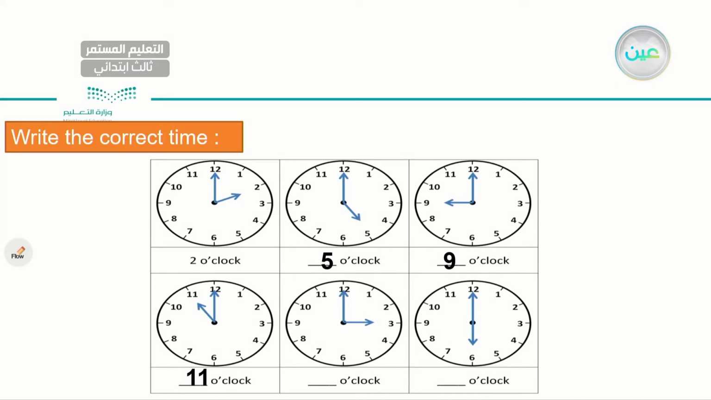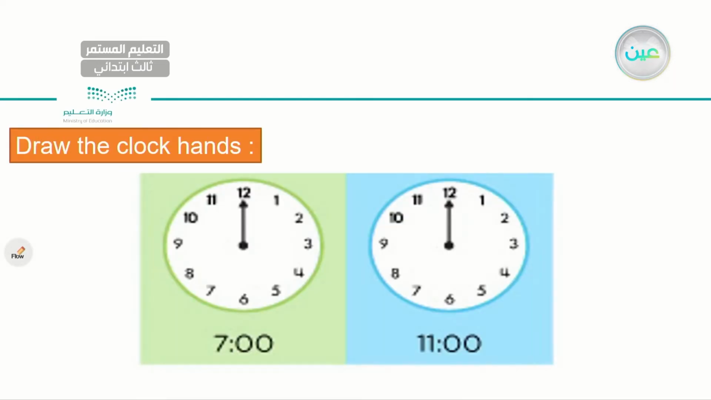Next, what time is it? 3 o'clock. Very good. And for the last one, what time is it? It is 6 o'clock. Very good. So let's read the times one more time. 2 o'clock, 5 o'clock, 9 o'clock, 11 o'clock, 3 o'clock, and 6 o'clock. Very good, my dear student.